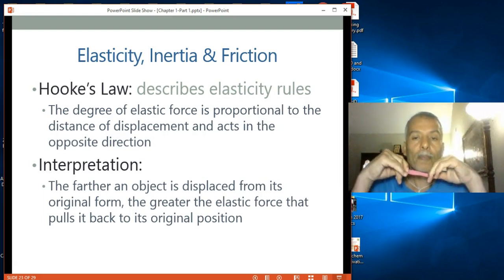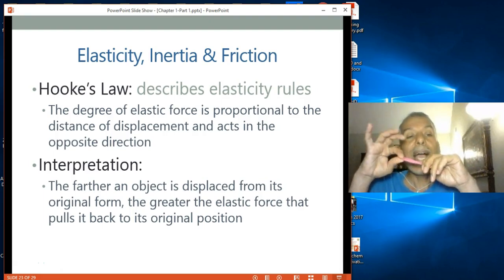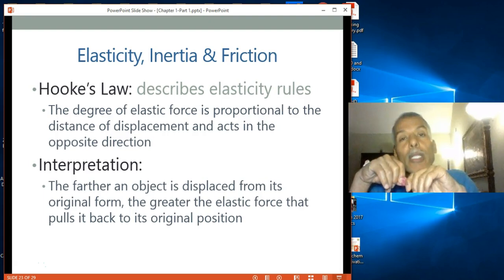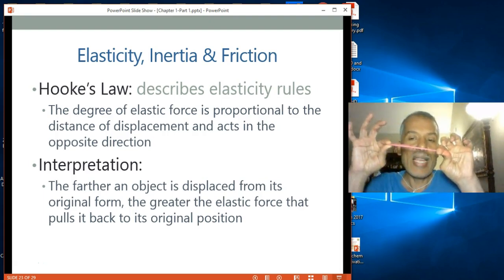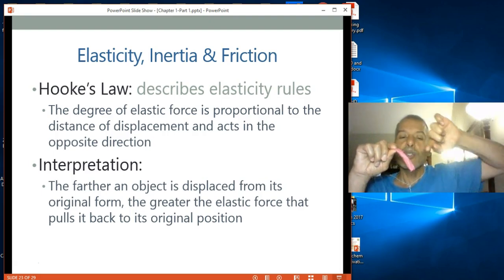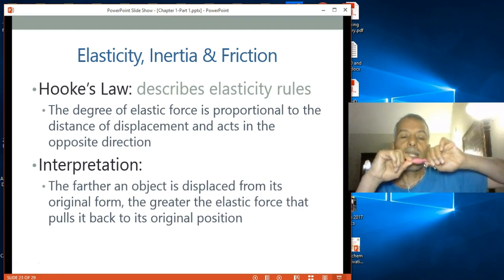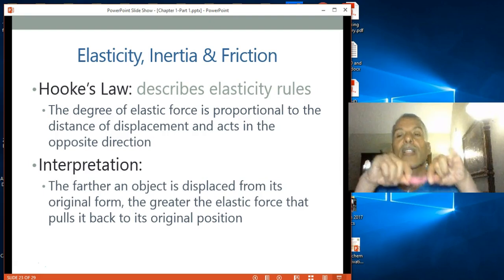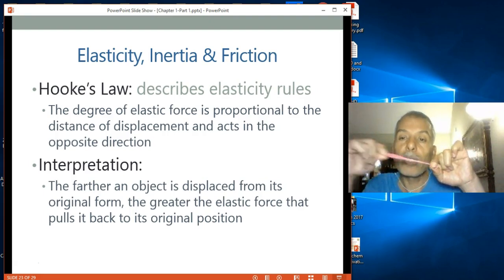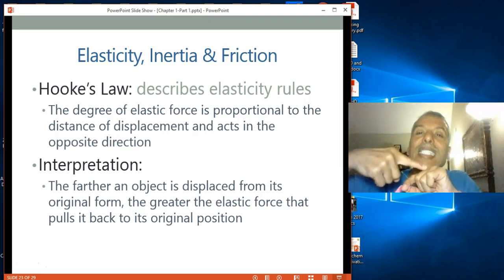I hope this is clear. What is the other part of Hooke's law? Is that the elastic force always acts in the opposite direction of the movement. So my movement, I am moving the object away from rest. And elasticity is going to move back to rest. So the elastic force acts in the direction that is opposite of the movement. I'm going this way. Elasticity wants to bring me back to the rest position.